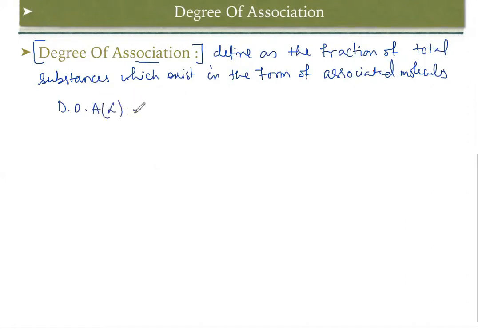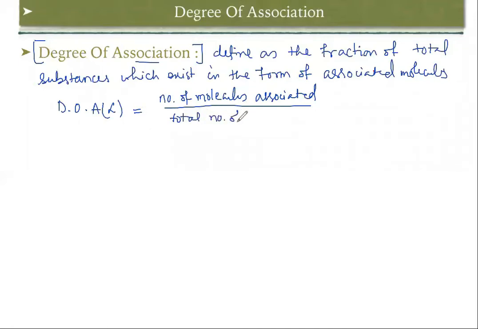So degree of association, alpha, I'm writing, is defined as the number of molecules associated divided by the total number of molecules taken. Okay, now let us derive the equation. The equation says alpha is less than 1, so we need to derive the equation.